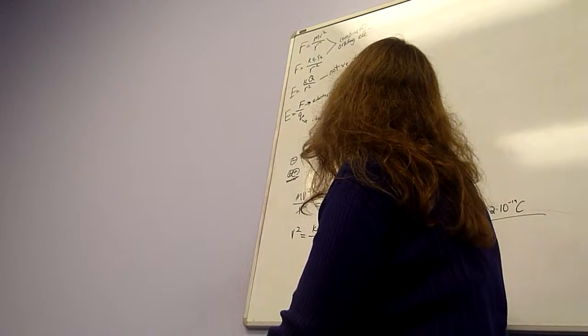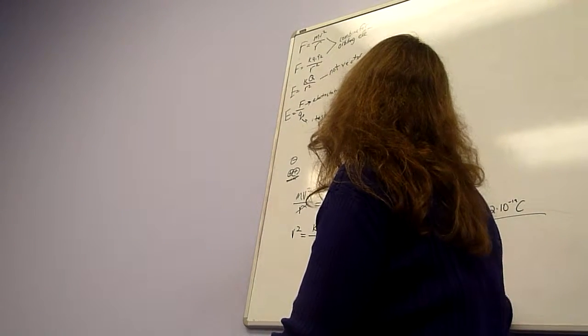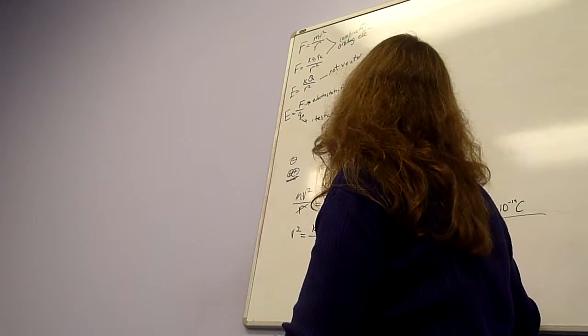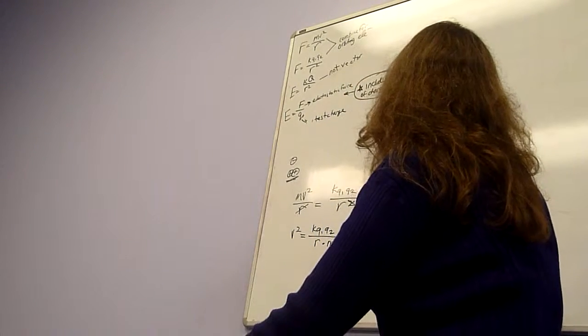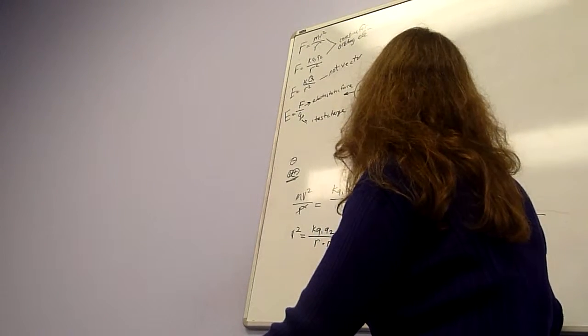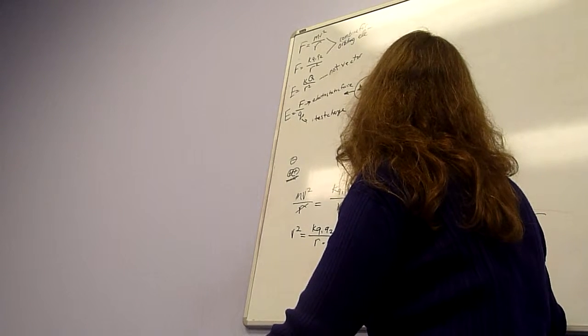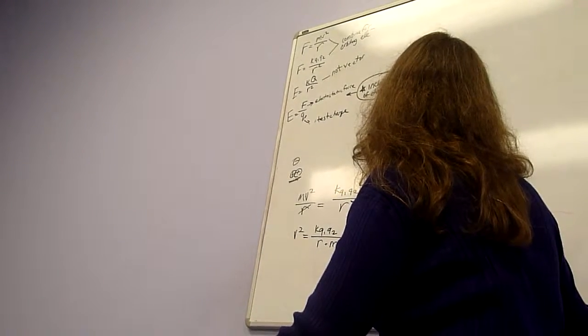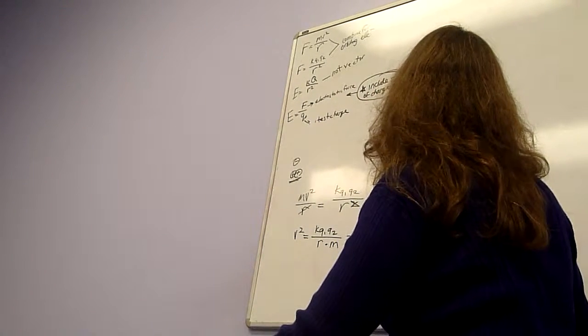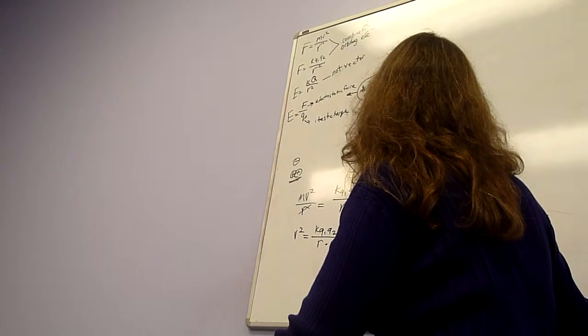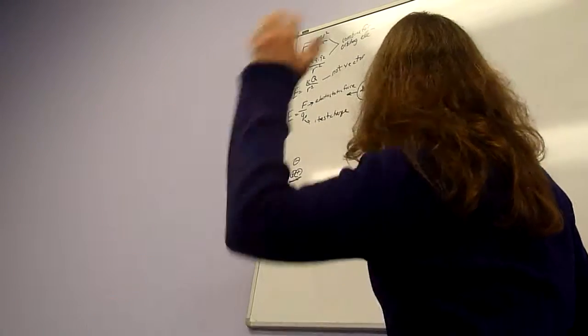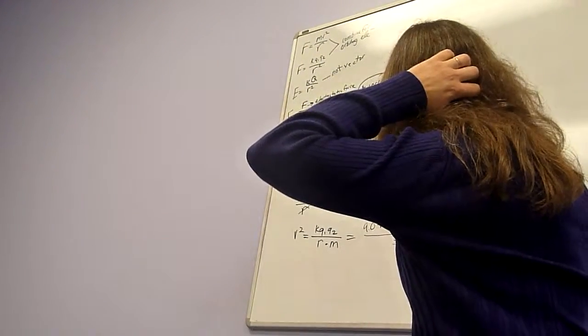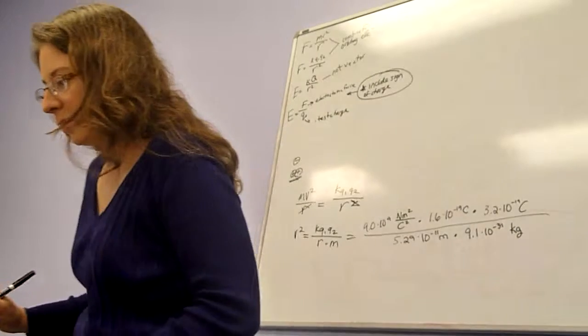The radius is 5.29 times 10 to the negative 11 meters. And the mass is 9.1 times 10 to the negative 31 kilograms. Did you put the negative 31? Do I want kilograms? Yes. Okay.